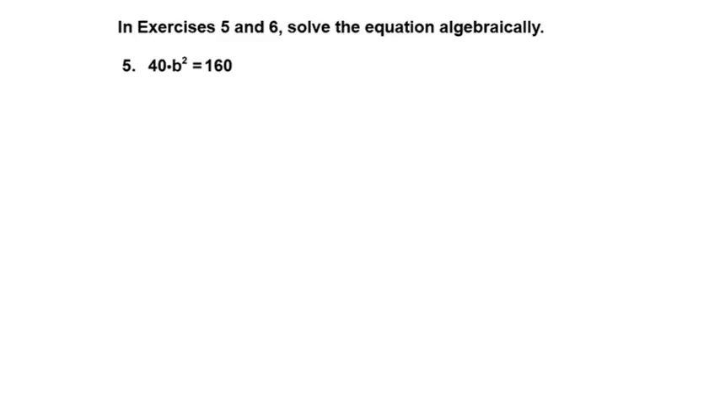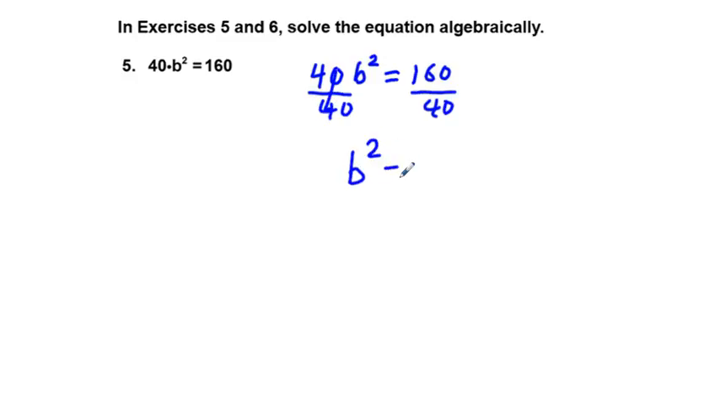In exercises 5 and 6, solve the equation algebraically. So we have our equation, which is 40b squared equals 160. And to isolate b, we're going to divide both sides of this equation by 40. And we have a cancellation, so b squared is going to be equal to 160 divided by 40. We can cancel out the zeros. We're left with 16 over 4, which is 4.